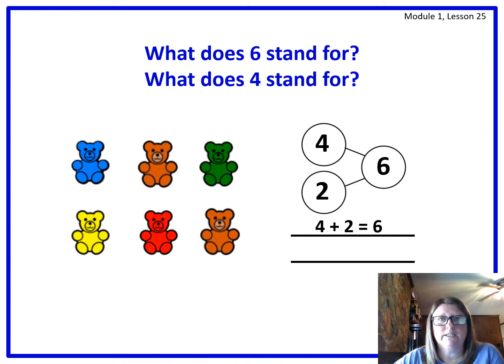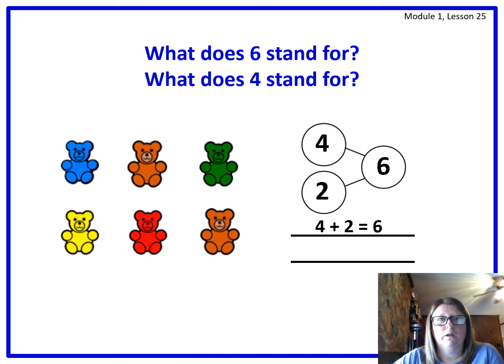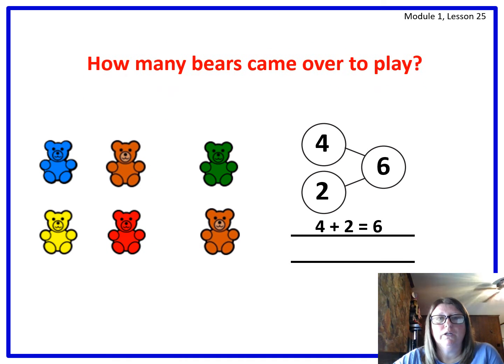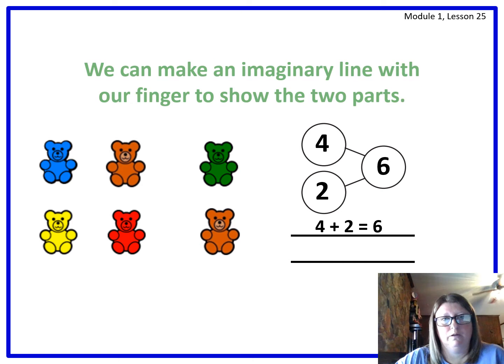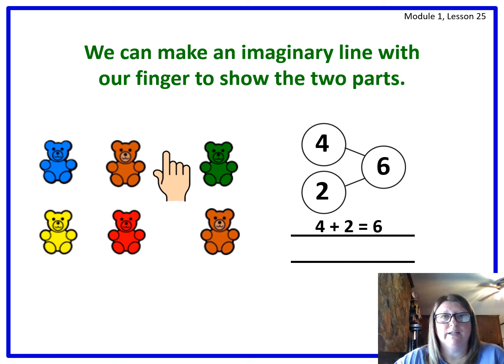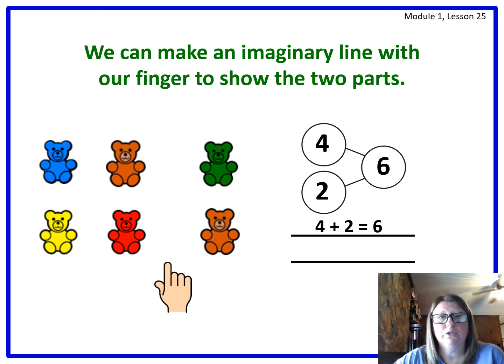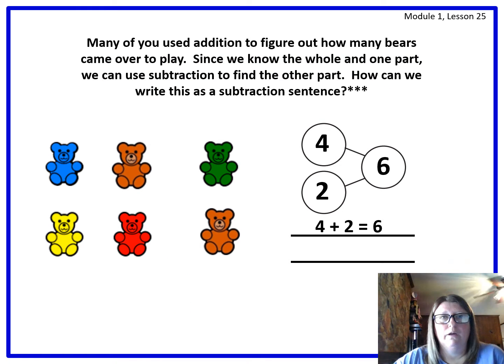So what does the 6 stand for? The 6 stands for the total, and the 4 stands for the part. So when we took the 4 away that we knew were already there, there were 2 that we know came later. We can make an imaginary line with our fingers to show the 2 parts. Many of you have used addition to figure out how many bears came over. Since we know the whole and one part, we now can use subtraction to find the other part.